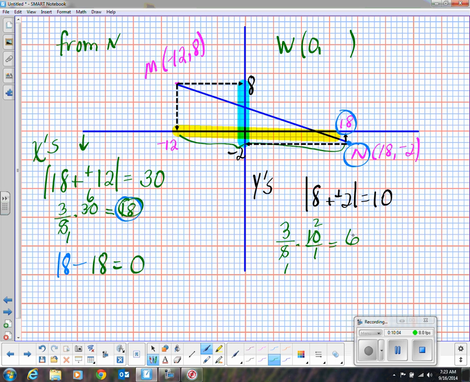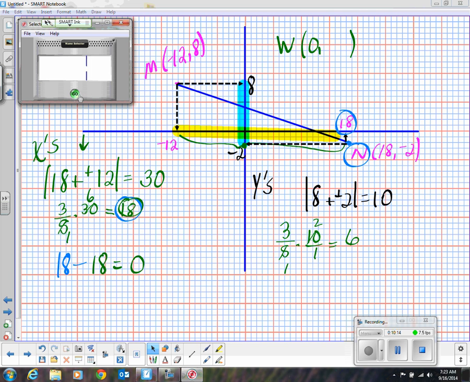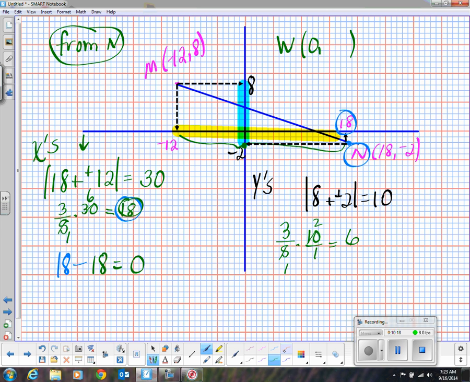That means I have to move 6 units. 6 units from what? So N is here, so that means we're going to do 6 units from negative 2. So to do 6 units from negative 2, what do I have to do, Devin? Negative 2. So we're going to take our negative 2 and we're going to add this time, and we're going to get 4. So my ordered pair is 0, 4.